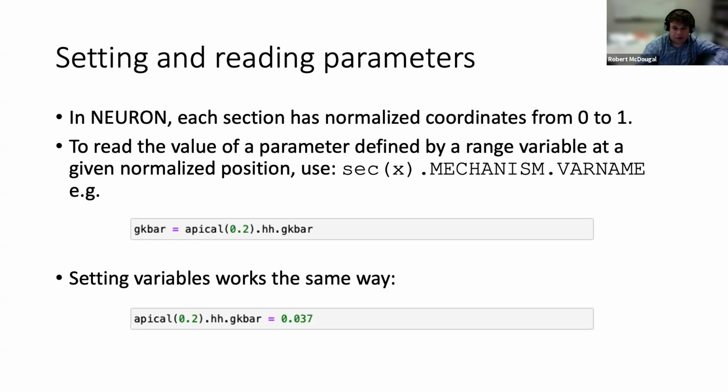If I have a parameter that's associated with a specific mechanism, well, again, dot notation, right? So if I have a specific value of gk_bar that I want to read, let's say the segment containing the 0.2 location on the apical has Hodgkin-Huxley, let's assume. Then it would be .hh to give me the Hodgkin-Huxley mechanism at that location, and then .gkbar to give me the variable gkbar associated with the Hodgkin-Huxley mechanism of the segment that contains the 0.2 location on the apical. So I can read that, I can set that.